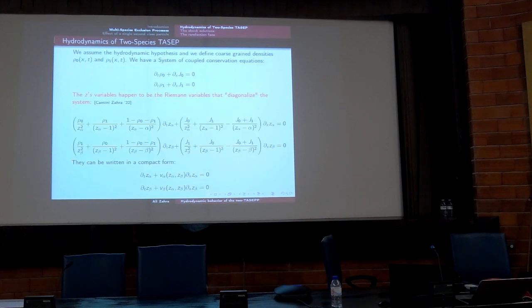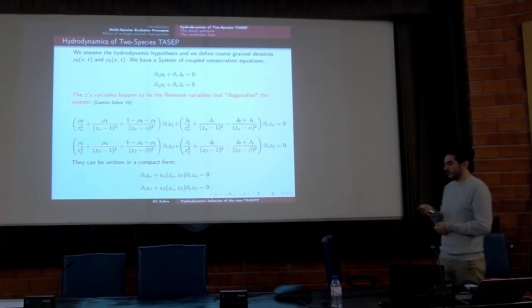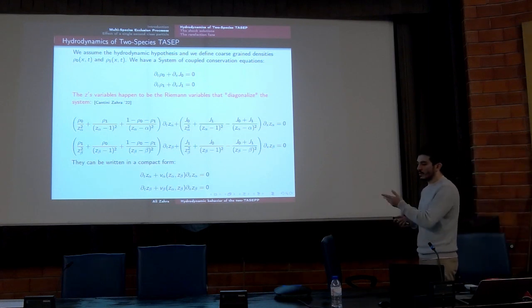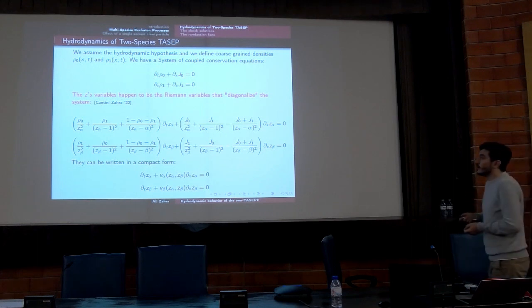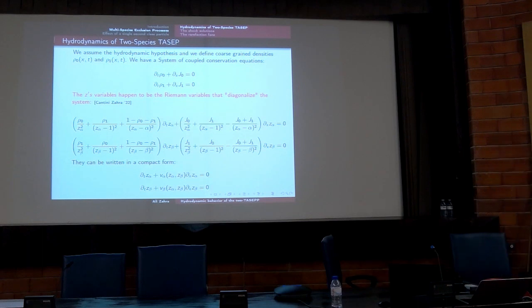And so now, if you again write the conservation laws which correspond to these currents, then you have coupled conservation laws, which are complicated. I will not write the currents in terms of the density because the expressions are so long. But it happens that these parameters that we just saw are the good parameters to diagonalize the system, in the sense that these are the Riemann variables at the end of the day.